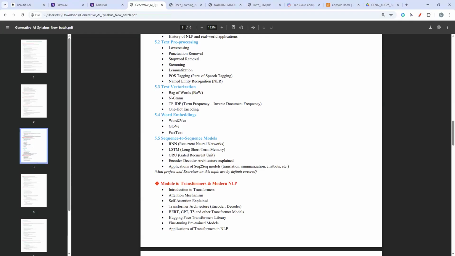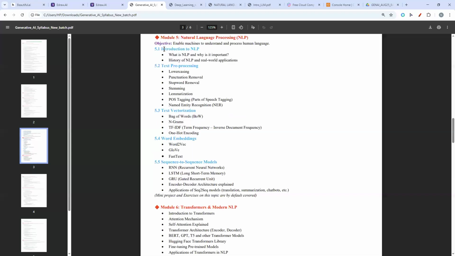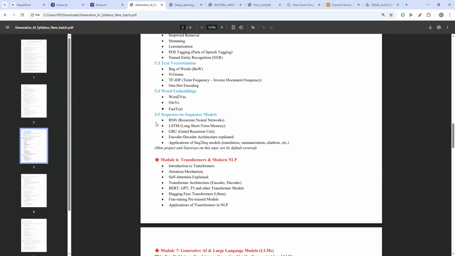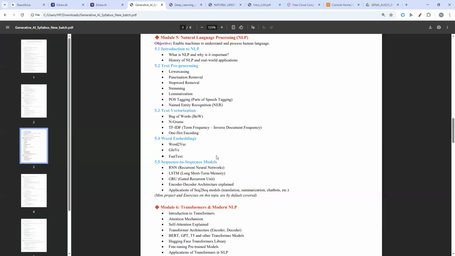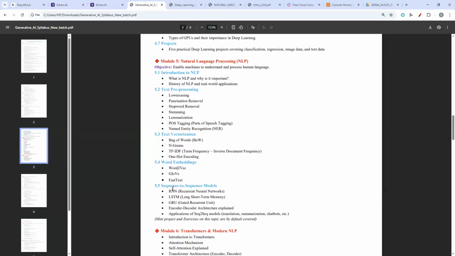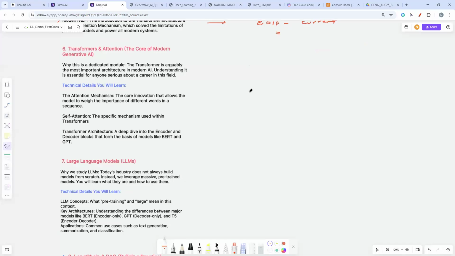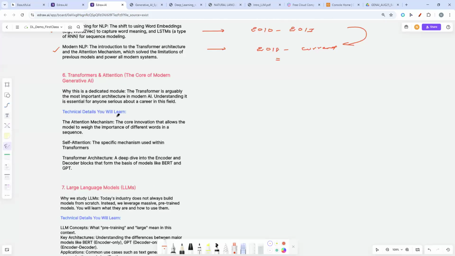So if you look at this, you have the NLP syllabus along with sequence to sequence models, RNN, LSTM, GRU. This kind of model doesn't require that much study. You just need to understand the architecture of those neural networks, and then you can understand how ChatGPT and all have evolved. That's why I did not put sequence to sequence, RNN, LSTM and all over here.